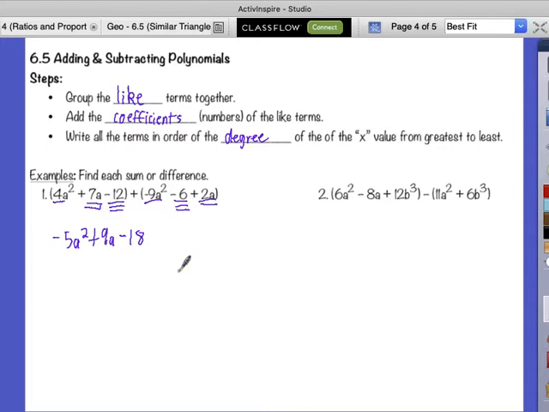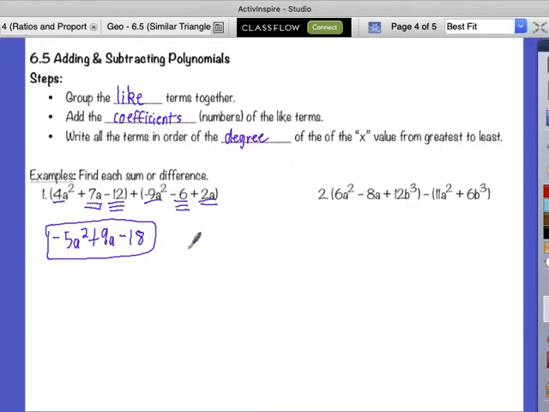Can we do anything more here? No. So that's our correct order. We combined everything we could. We're done. Okay. Does that make sense? Yeah. Okay.